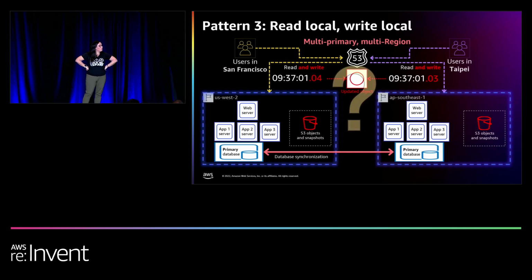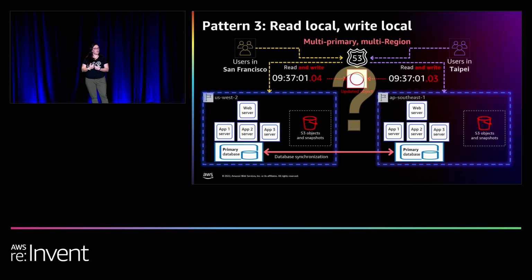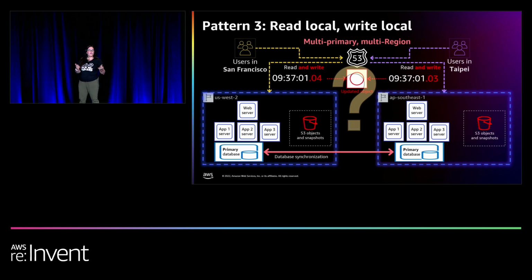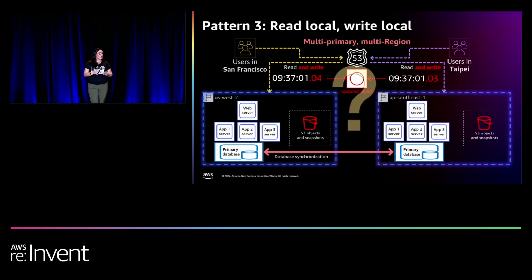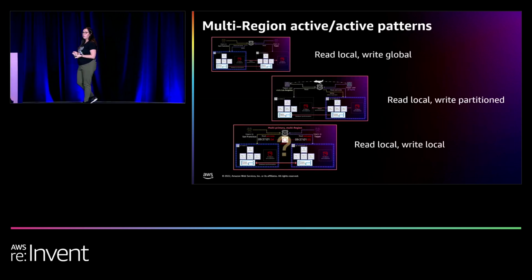I don't know. You need to decide, because the replication now is colliding. You have a race condition. And that's something your application needs to resolve. So you need to be careful when you pick this pattern. This is really cool, but if you have these collisions, your users might not be happy.